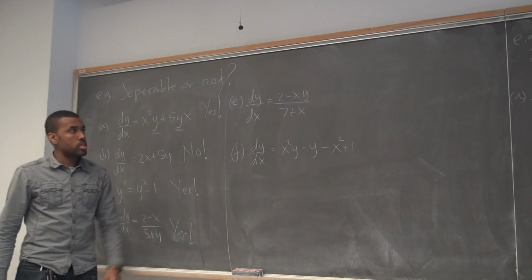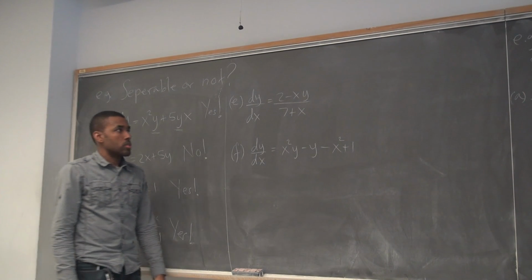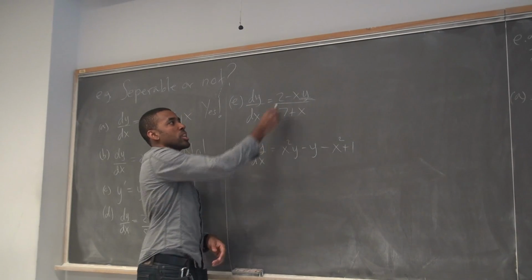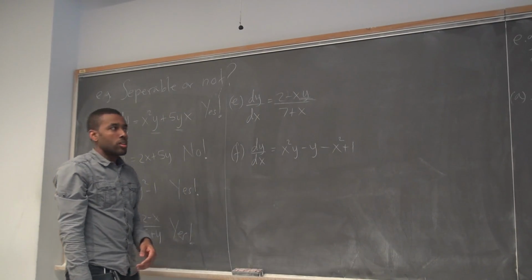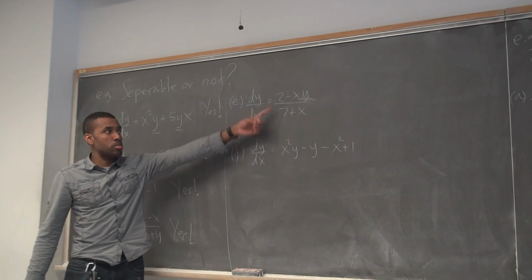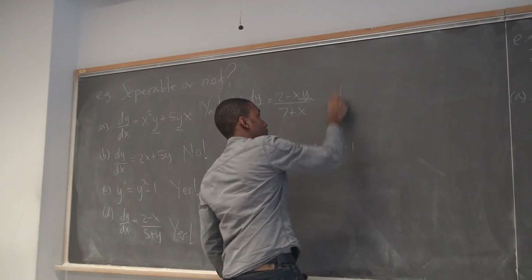What about e? Separable or not separable? There's no way you can get rid of this y without affecting that 2. So once you try to divide by y on both sides, that's going to be divided. And so it's not separable.